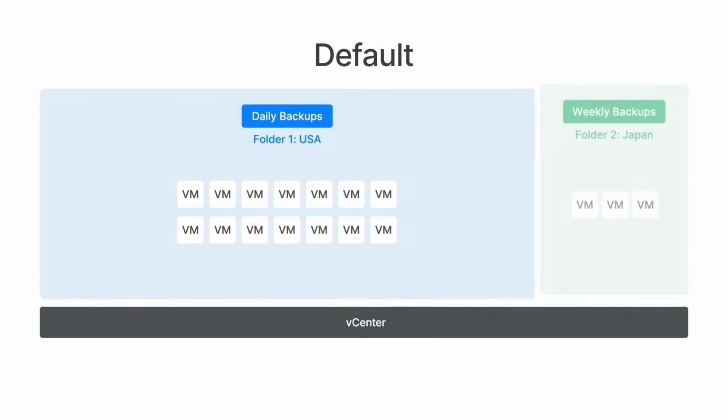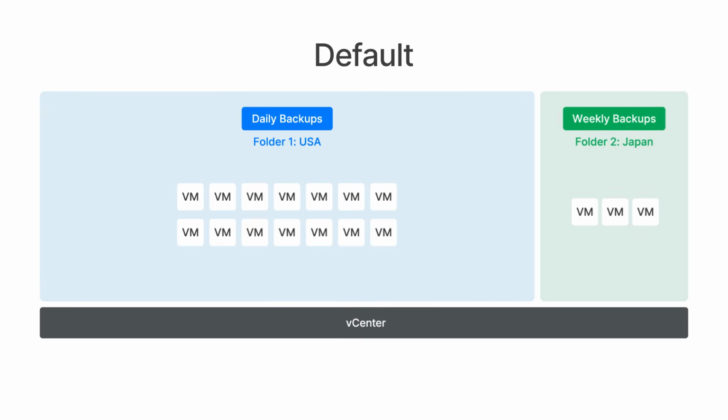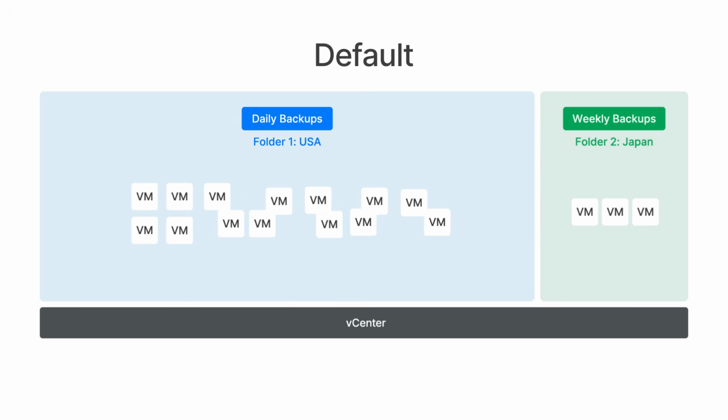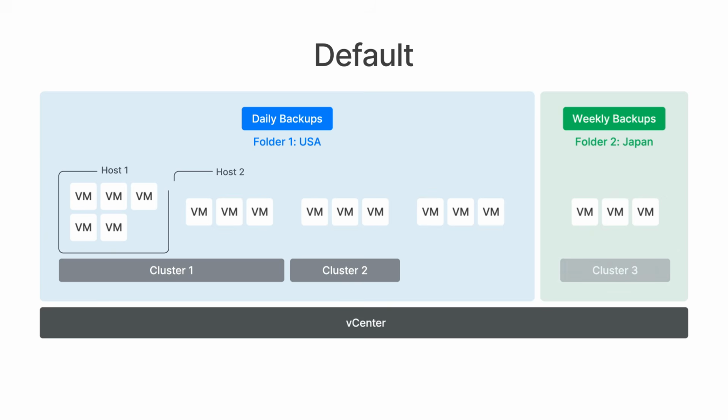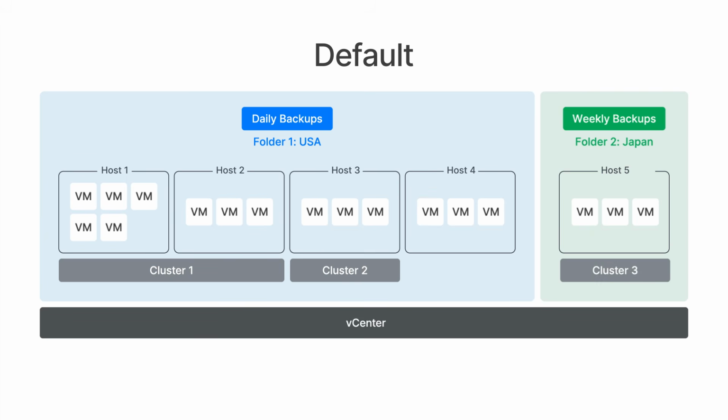Now, if we take a look at an environment for VMware where maybe you have different folders inside of your vCenter environment, let's say you have folder 1, you can have that set to be daily backups, for example, and folder 2, you can have that be weekly backups. However, if you assign these backup plans, that means all of your VMs inside of host 1, host 2, host 3, host 4, for example, would be underneath the daily backups policy.